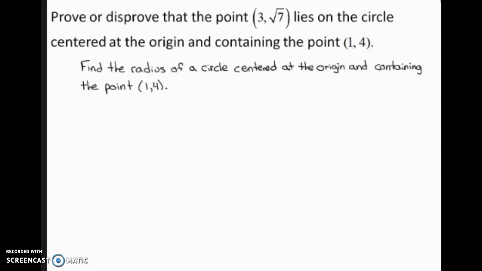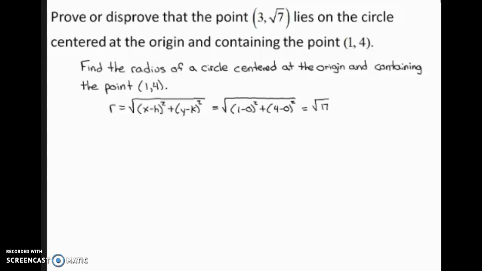Prove or disprove that the point 3, the square root of 7 lies on the circle centered at the origin and containing the point 1, 4. First find the radius of a circle centered at the origin and containing the point 1, 4. The radius r is given by the square root of the quantity x minus h squared plus the quantity y minus k squared. Substituting 1 for x, 0 for h, 4 for y, and 0 for k gives r equals the square root of the quantity 1 minus 0 squared plus the quantity 4 minus 0 squared, which simplifies to r equals the square root of 17, which is approximately 4 and 12/100.